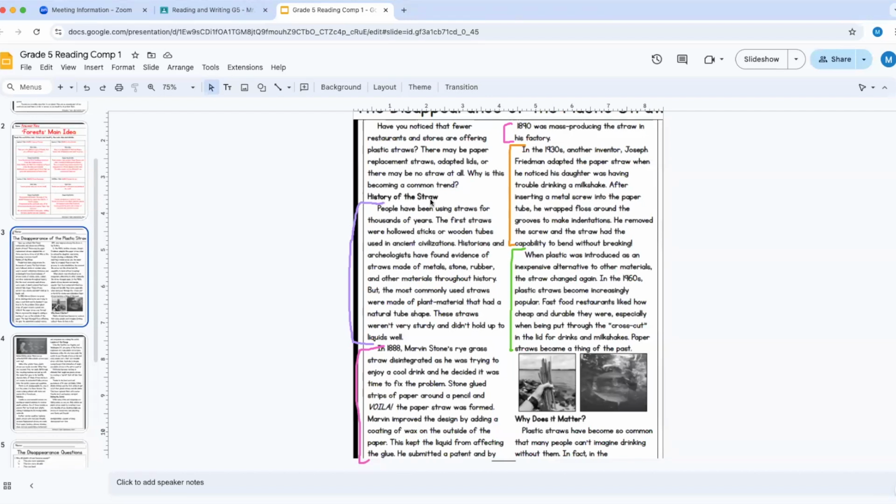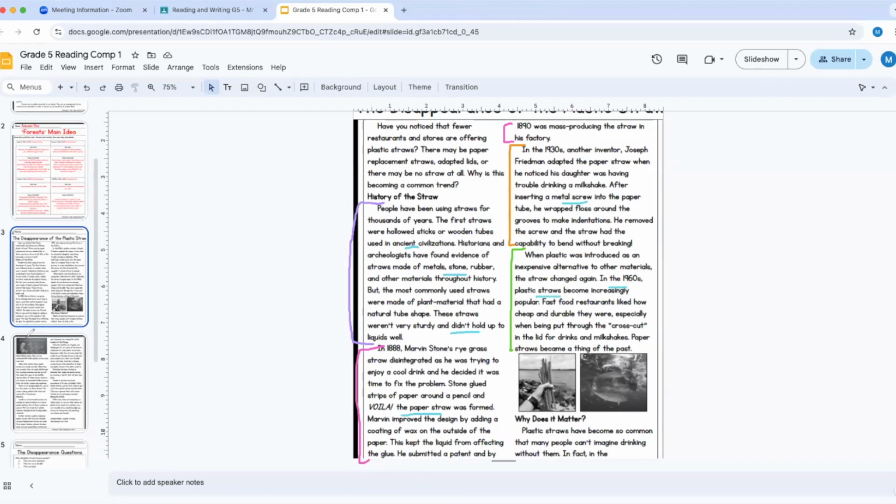Thank you. Okay, so we've got that purple section. We read in ancient history, lots of materials, no good. Then in 1888, we read about the paper straw. Then in the 30s, the paper straw was better with a metal screw. And now we have the plastic straw, introduced in the 1960s.